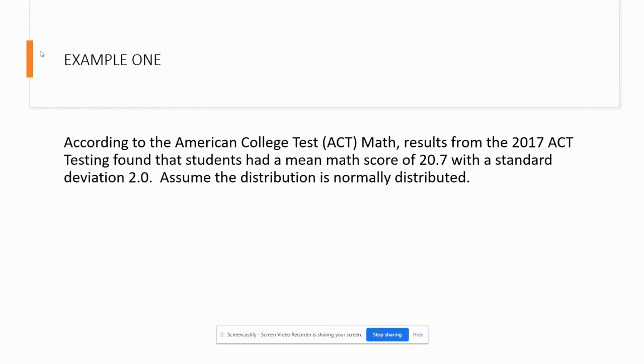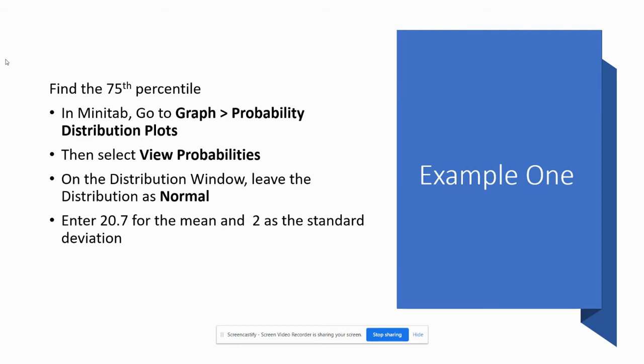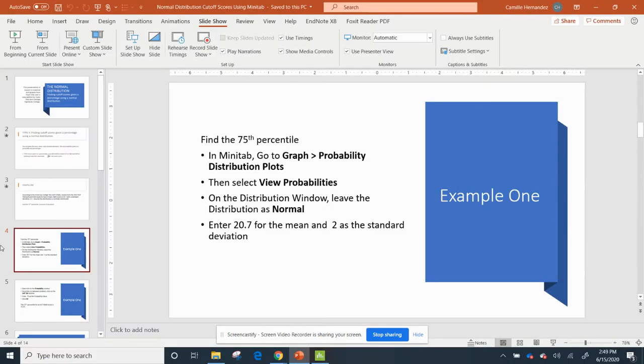According to the American College Test, the ACT Math, results from the 2017 ACT testing found that students had a mean score of 20.7 with a standard deviation of 2, and we're assuming the distribution is normally distributed. Find the 75th percentile. What we're looking for is the 75th percentile of scores, which means that 75% of people had that score or less. We can do this in Minitab.